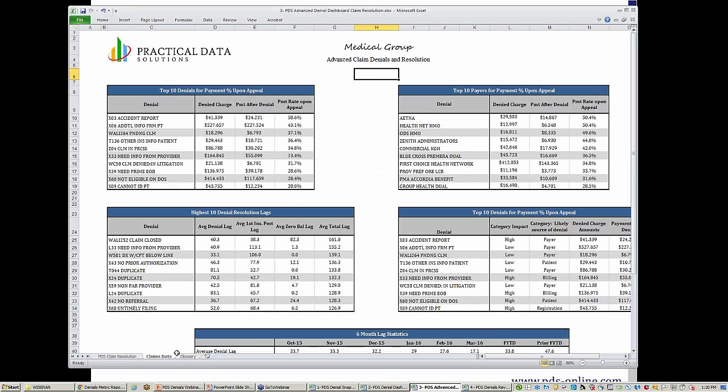So we can then look at other reports that may be there to look at what are the most common denial types that are likely to be paid upon appeal. Or we can look at, well, who are the payers who are more likely to pay, and who are the payers that rarely, if ever, pay upon appeal.